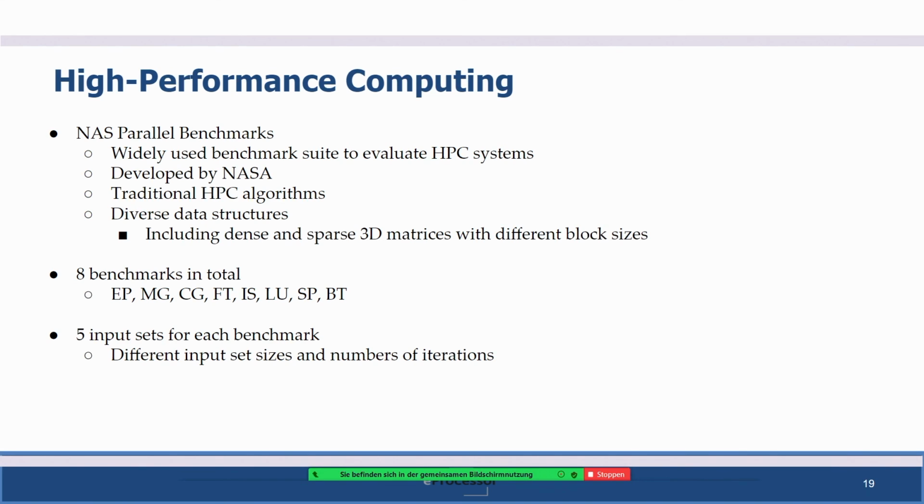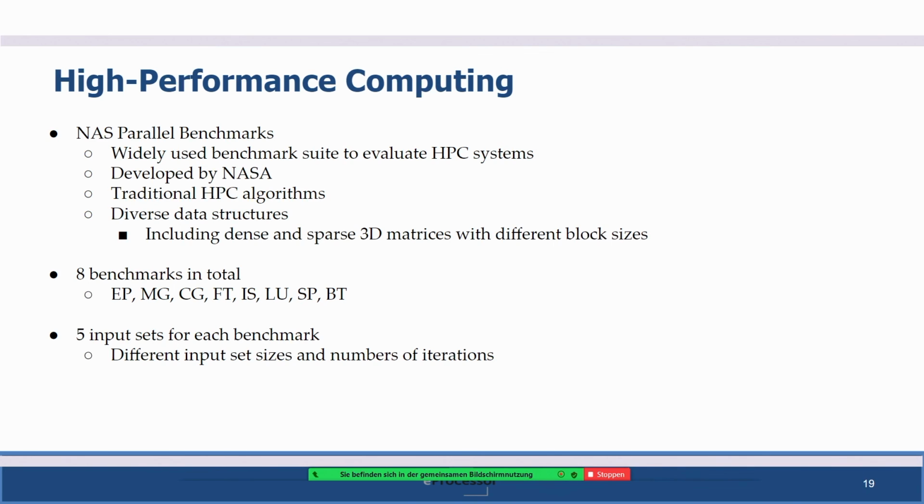For the HPC, we have selected the NAS parallel benchmarks, which are very well known and widely used. These are traditional HPC algorithms, yet they are still very relevant in many scientific domains. And these include very diverse data structures, including dense and sparse matrices with different block sizes and different memory access patterns as well, obviously. For this, we have 8 benchmarks in total and 5 input sets for each benchmark. So we are covering an important space of traditional HPC applications as well with them.